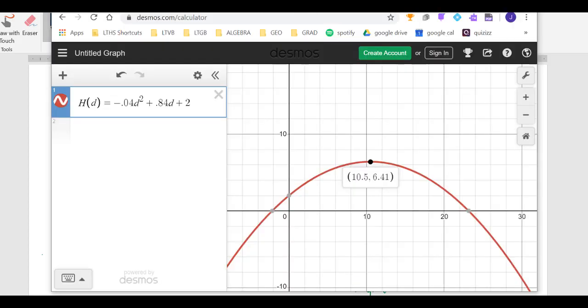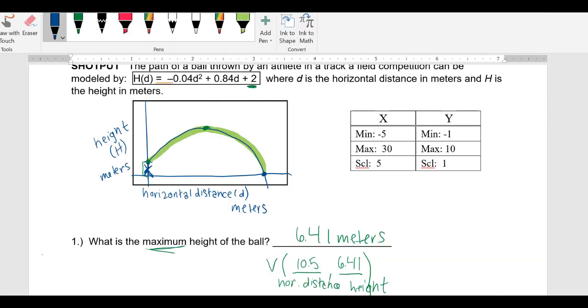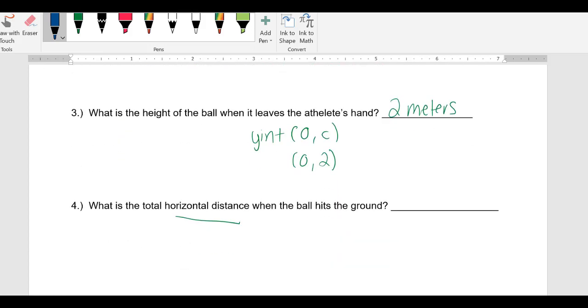So going back to our Desmos, if we were to look again, find the path of the ball reaching the maximum and then hitting the ground, we'll have that x-intercept. So horizontal distance, x-intercept, and it's going to be 23.16 meters, technically 23.1659, but we're going to round it to 2 decimal places.